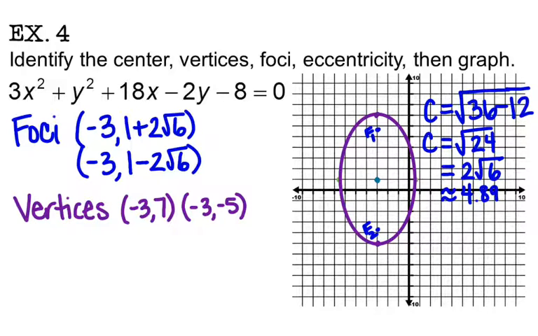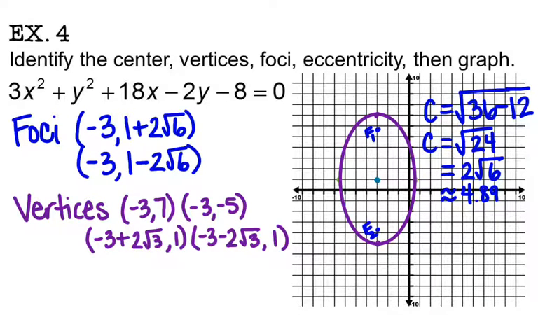For the left and right points, we went left and right from the center, what was it, 2 square root 3. So (-3 plus 2 square root 3, 1), and then (-3 minus 2 square root 3, 1). I know those look a little strange because they still have the radicals in there, but we want the exact answer when we're writing. You can use the approximation when you're putting them on the graph.